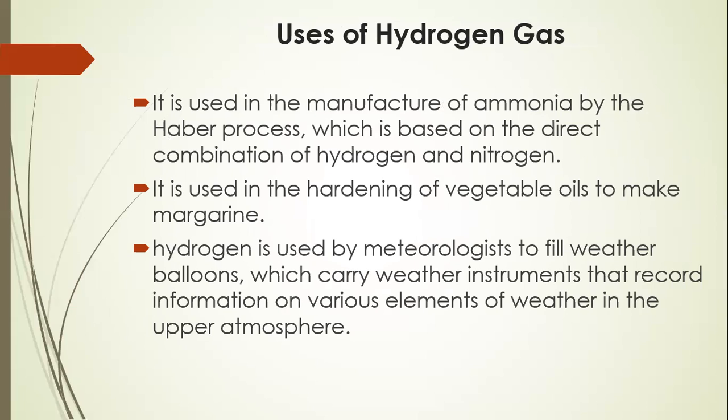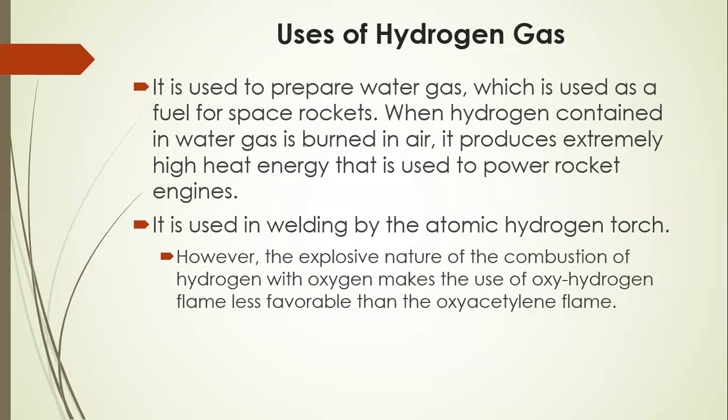The first one is that it is used in the manufacture of ammonia by the Haber process, which is based on the direct combination of hydrogen and nitrogen. The second one is that it is used in the hardening of vegetable oils to make margarine. Third, hydrogen is used by meteorologists to fill weather balloons, which carry weather instruments that record information on various elements of weather in the upper atmosphere.